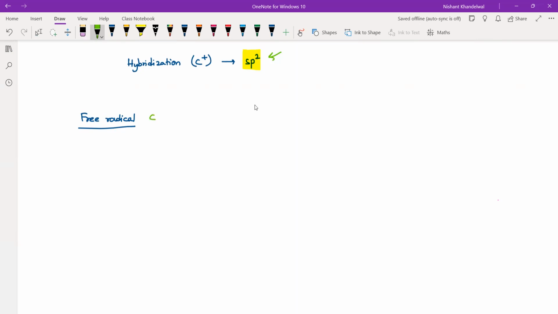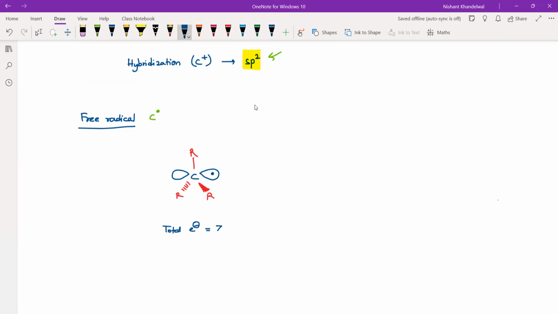Free radical is a carbon having one electron with it. How does it look? Carbon has some alkyl group, another alkyl group, another R, and then a p orbital. In this p orbital we have one electron. We have no charge, but we have one electron.